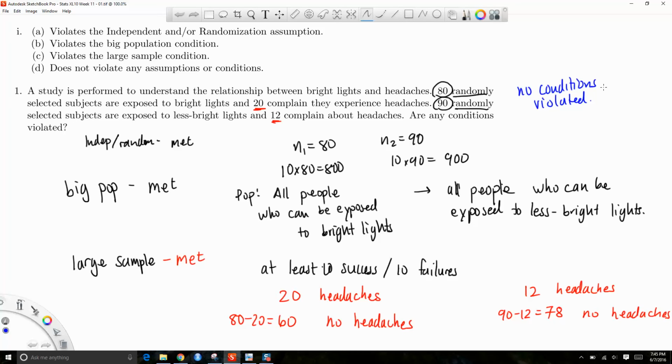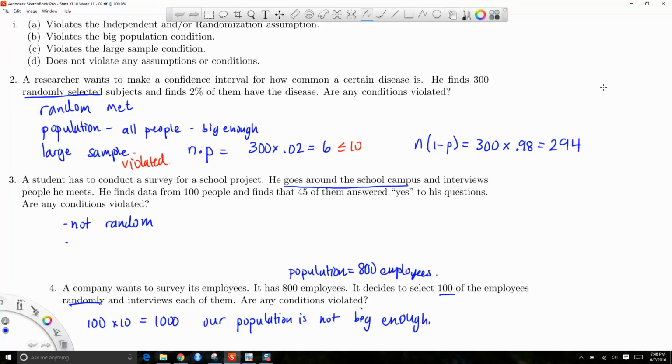In question 2, P is given, so you do n times P and n times 1 minus P. In some cases, P is given, and in other cases, a count is given. Depending on which, you have to check either n times P to get a count and see if that's bigger than 10, or you just see if the count itself is bigger than 10.